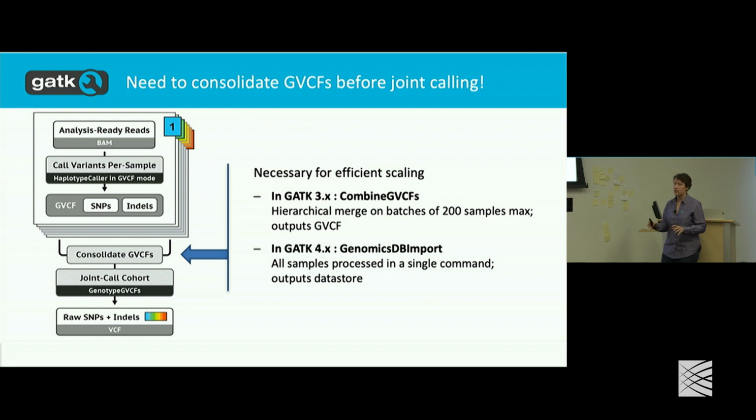The much more elegant solution is using a tool called GenomicsDBImport, which uses a data store, kind of like a database format. And that allows you to process all of the samples in one go. It creates this sort of intermediate database that you will then be able to run on to do the final joint calling.